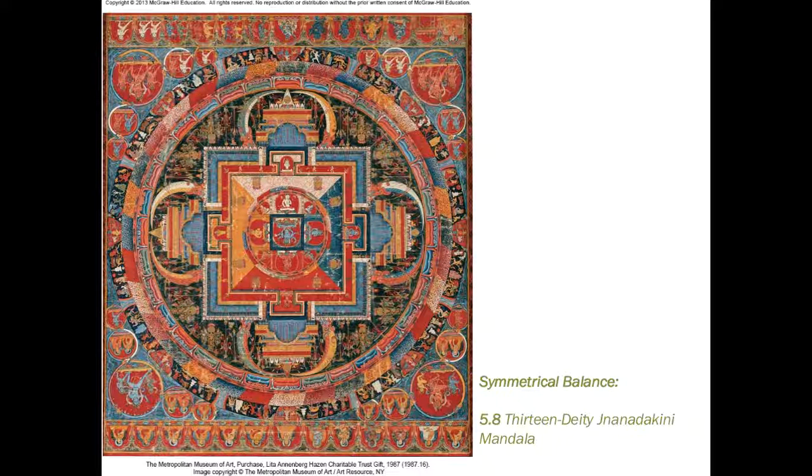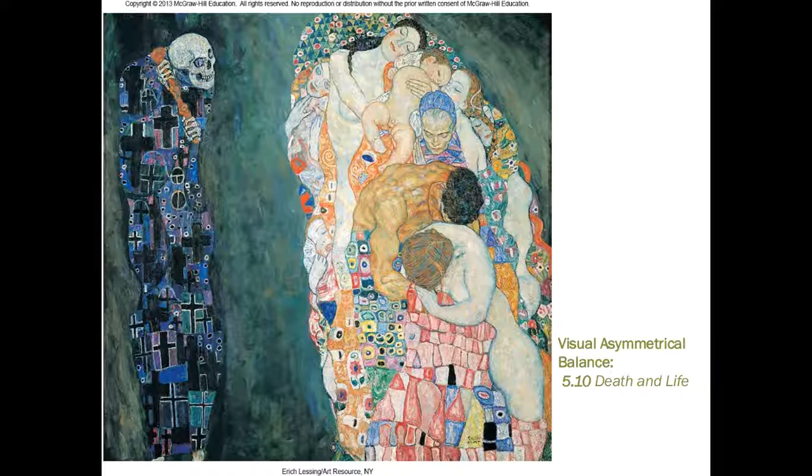Okay, this was another symmetrical balance example. I'm going to skip that. This is really important. This is Gustav Klimt's Death and Life, and this is going to be on your midterm. So you see how we have a large form of light value and a small form of dark value. Okay, that is part of how this creates visual balance. It's asymmetrical, but this has a lot of power and weight.